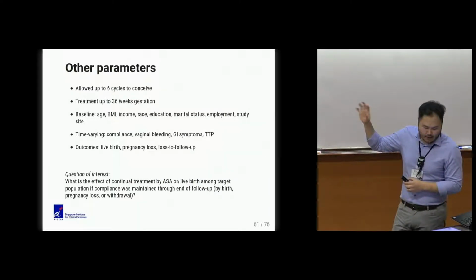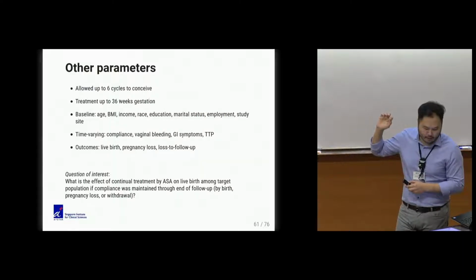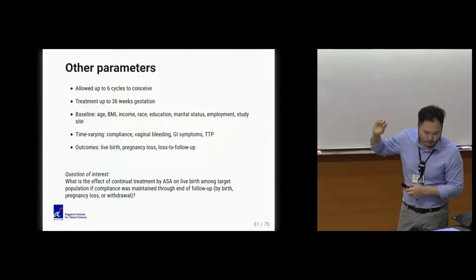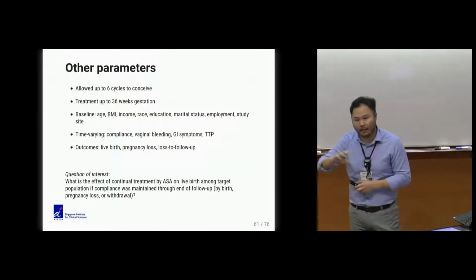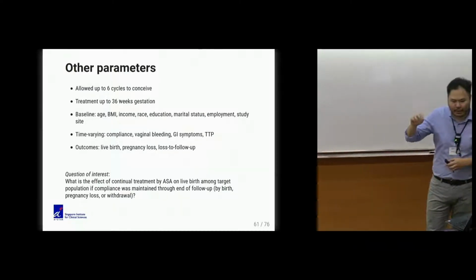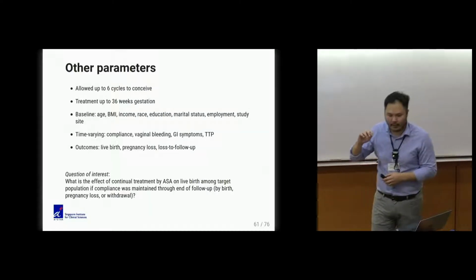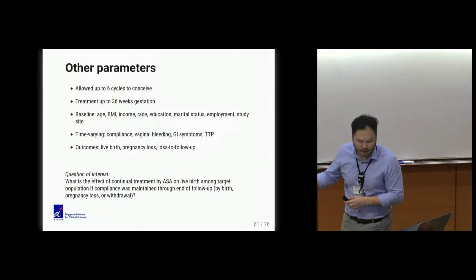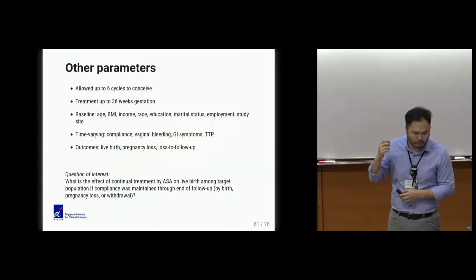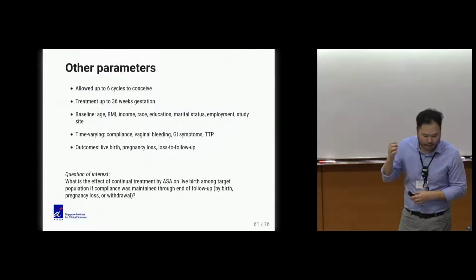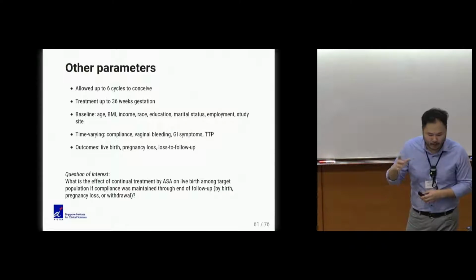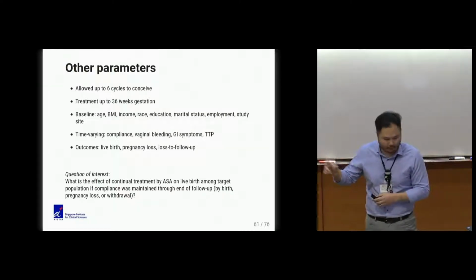The assumption here is that important baseline confounders are age, BMI, the sociodemographic ones, and also study site, because it was block randomized, so there are differences between study sites. Factors that may change over time, the things that we're basically interested in controlling for, are compliance and also side effects that may come from the taking of treatment, including vaginal bleeding and gastrointestinal symptoms, so stomach upset, nausea, vomiting, those sorts of things. And also the time it takes to get pregnant.